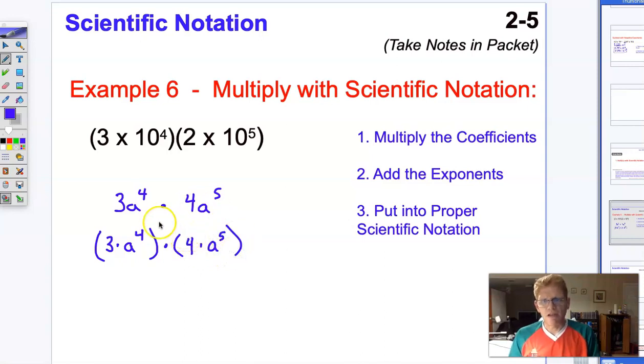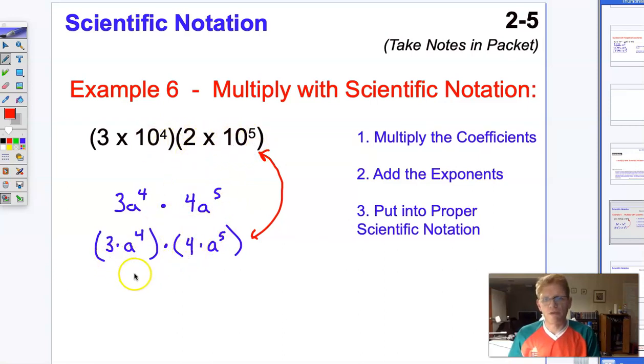And when you look at this, hopefully you're already picking up on the fact that these two things look very much like each other. Down here, we just had two constants, 3 and 4, and two exponents with the same base, a to the 4th and a to the 5th. Up here, we have the same thing, two constants, 3 and 2, and two exponents with the same base, 10 to the 4th and 10 to the 5th. So the process that we would use to solve this is the same that we would use to solve this.